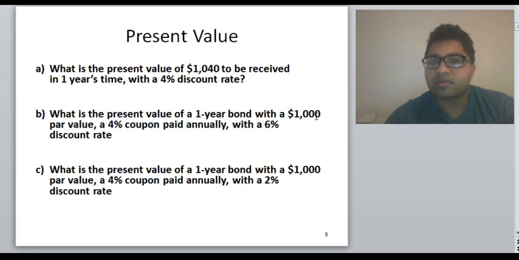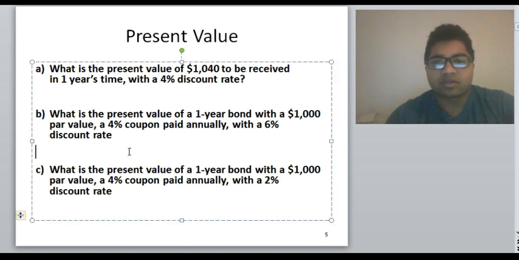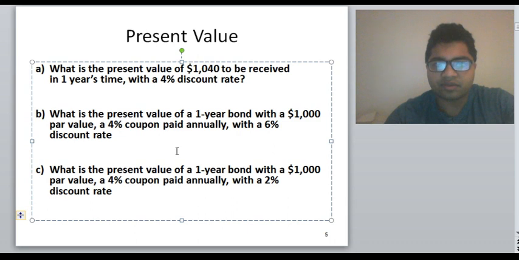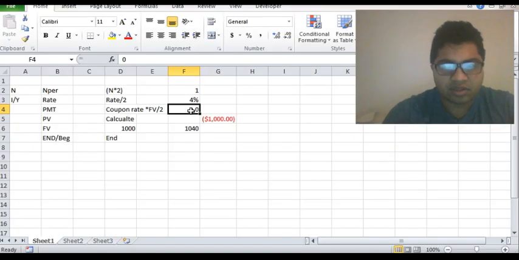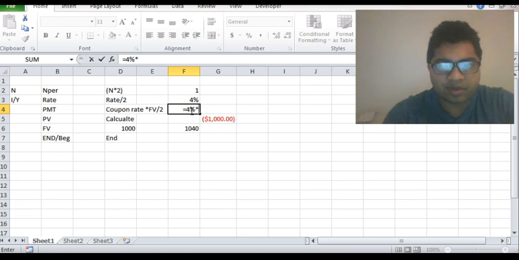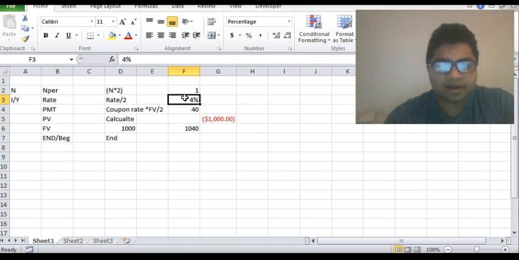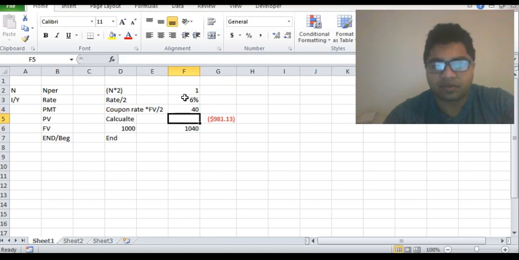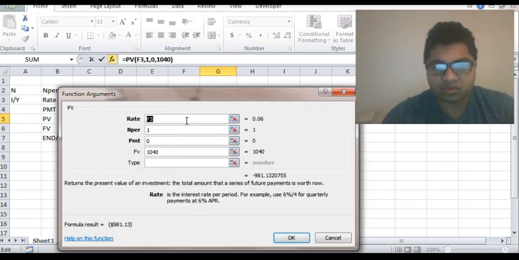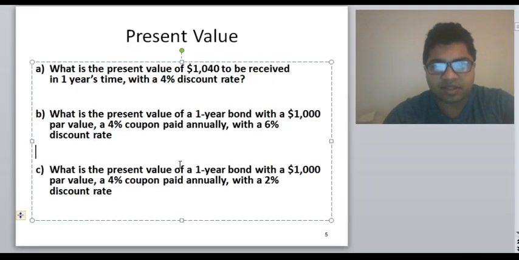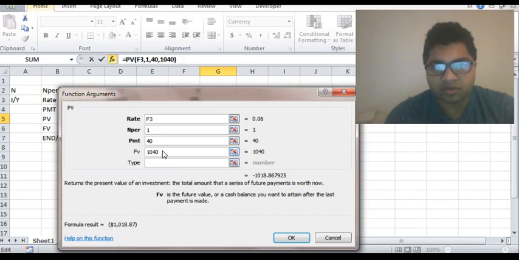Present value of a 1 year bond with 1000 par value, 4% paid annually, given with a 6% discount rate. So things that are changing: 1 year, face value is 1000, coupon payment is 4% annually, so it is 4% multiplied by 1000, but it is annual, so I am not dividing it by 2, and the interest rate is now 6%. So if you go to this function, PMT is missing, so it is 40, and the face value that they have given is 1000, not 1040.